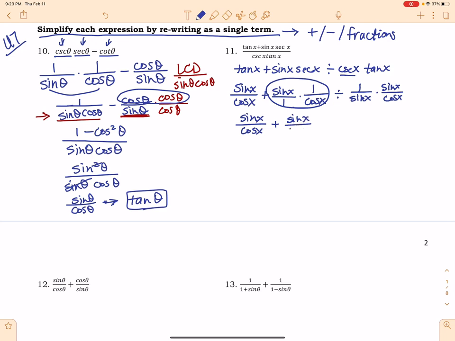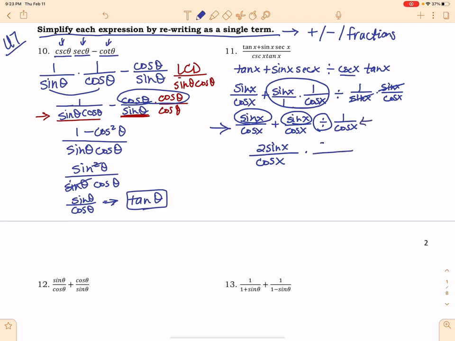Sine x times 1 is sine x. 1 times cosine x is cosine x. Divided by, and I can reduce these here, so I end up with 1 over cosine x. And then these two fractions have the same denominator already. So I've got sine x and sine x, so that's 2 sine x over cosine x. And then since I have division here, I'm going to multiply by the reciprocal of this. So I get to reduce, and I end up with 2 sine x. Beautiful.